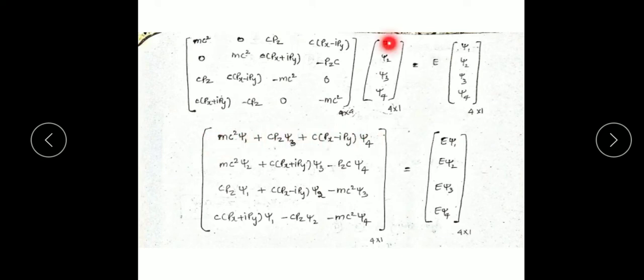So mc square into xi1, 0 into xi2 is 0, and cpz into xi3 is cpz xi3, and c into px minus ipy into xi4 is this. So overall you have this, and e into this matrix we would get after multiplication this. In the similar manner here also 0 into xi1, we won't have xi1 here, mc square into xi2 and c into px plus ipy minus pz.